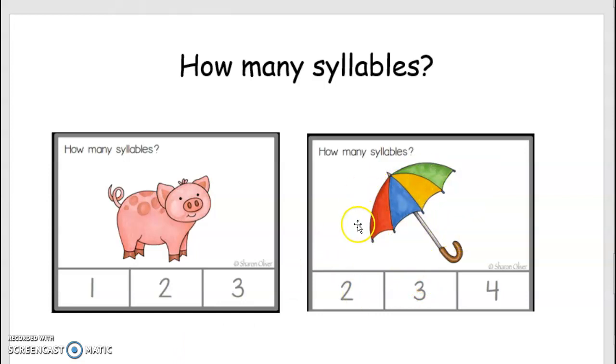This is an umbrella. You say it. Umbrella. Let's clap it out. Umbrella. How many times did you clap? 3 times. That's right. So therefore, there are 3 syllables in the word umbrella.